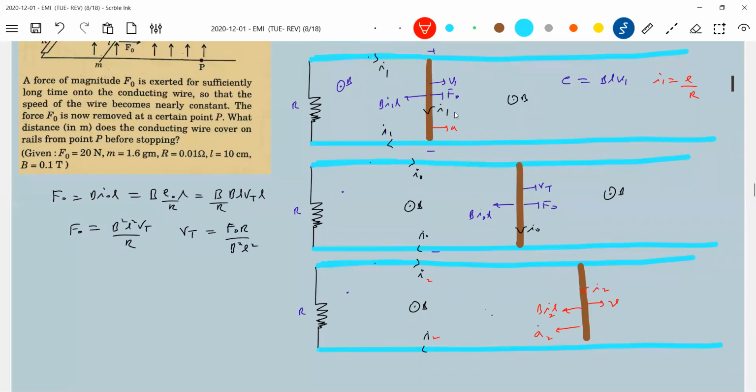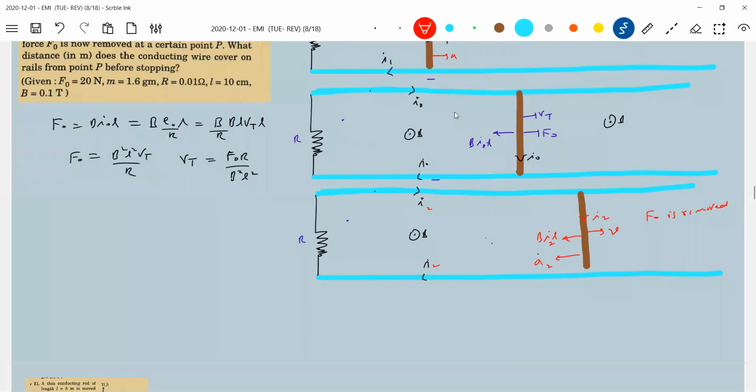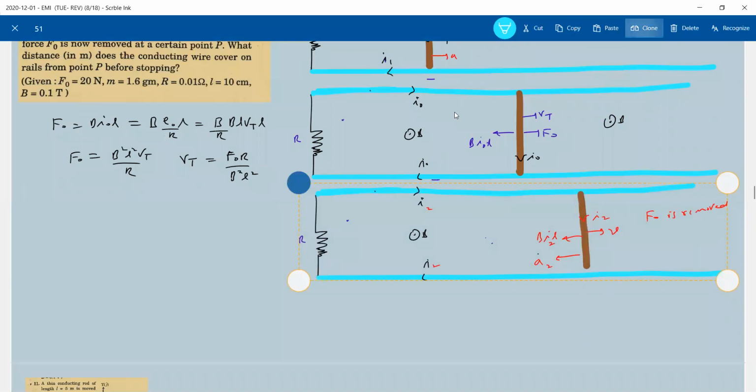Because you see that there are no external forces there. F naught is removed. It will slide some distance, and it will come to rest. I think one has to understand the sequence. If you can imagine it, it's well and good. In the exam, you can avoid the diagrams.